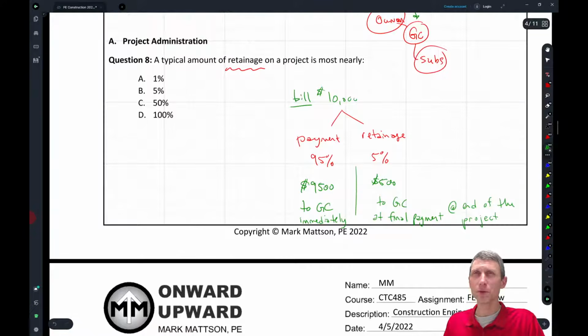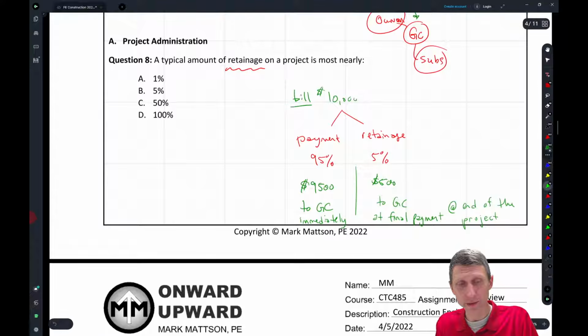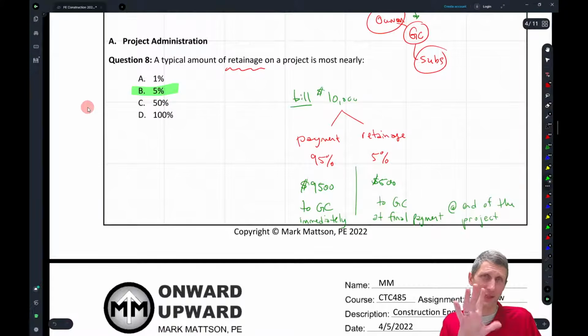Does that make sense? So the retainage is there to keep the contractor around long enough to finish the job and to do it in a way that's satisfactory. Normally 5% is enough. Sometimes owners will go to 10%, but 5% is a typical value. You're not retaining 100%. You're not retaining 50% or 1%. Normally the 5 to 10% range is what's held for retainage.